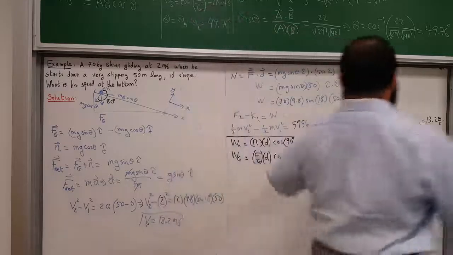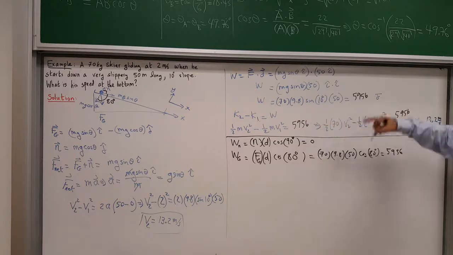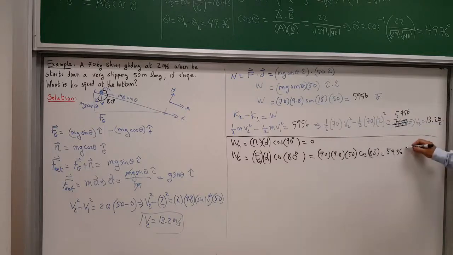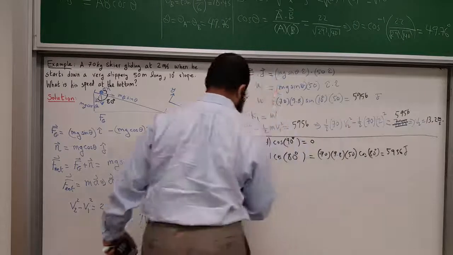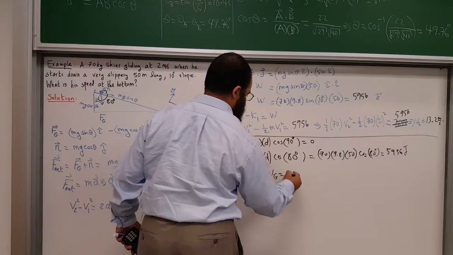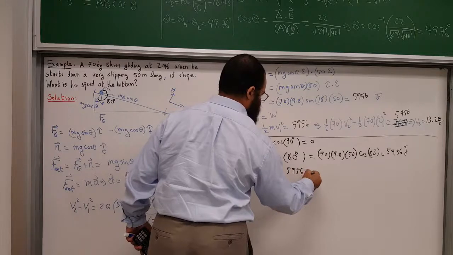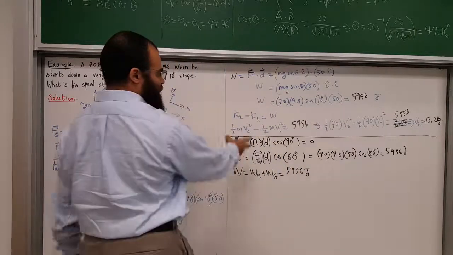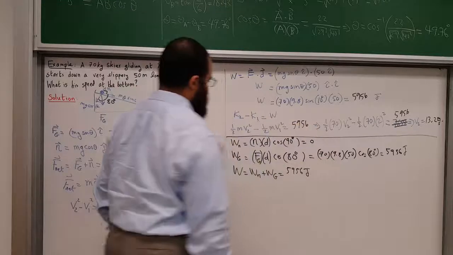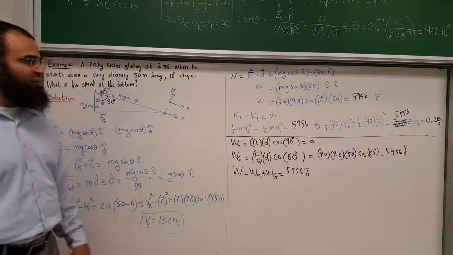Oh, I failed to correct this one. This should be 5956. I corrected it here and here, but I forgot to do it here. And so that's the work done by gravity. And so the total work is the work done by the normal force plus the work done by gravity. So that's 0 plus 5956, which is 5956. And since you have the total work, it's equal to the change in kinetic energy. And so you will use exactly this step to find the speed, and you will find it to be 13.2.